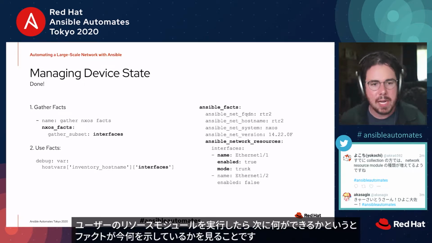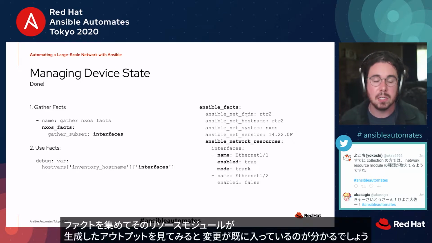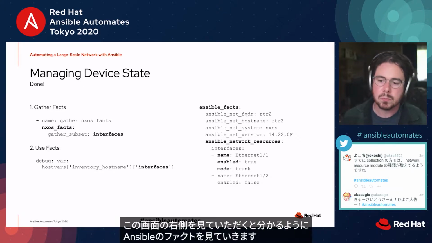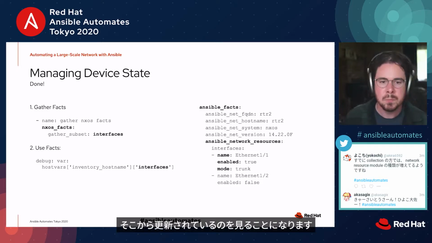So once you've run your resource modules, what we can do then is take a look at what our facts now show. If we make a change, run our resource modules, and then go gather facts and look at the output that those resource modules have generated, we're going to see that a change has been made. If you take a look at the right side of the screen here, the Ansible Facts, you're going to see a list of your interfaces, and you're going to see those having been updated from whatever the last configuration state was.